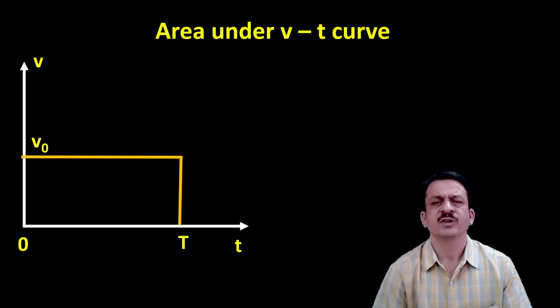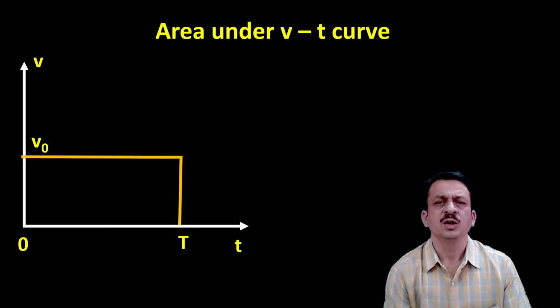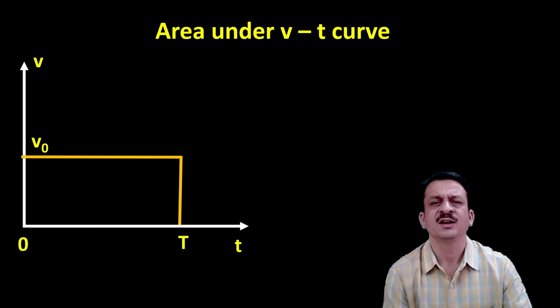Now this graph represents an object moving with a constant velocity v naught up to the time capital T. Clear? Now we have got a rectangle in this graph. What is the area of the rectangle? We know that it is length into breadth. What is the length here? It is the time capital T. What is the breadth here? It is the velocity v naught.